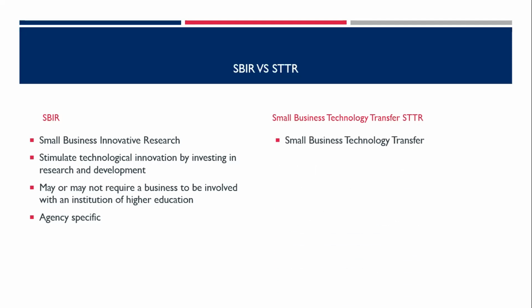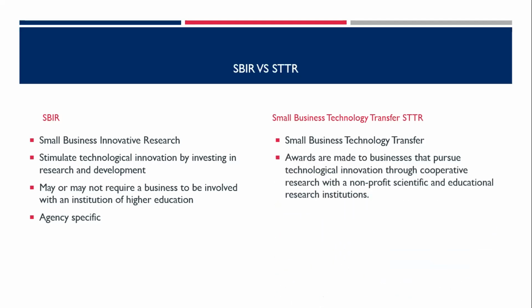STTRs are small business technology transfer grants. There are far fewer STTRs than there are SBIRs, and they tend to be for a little bit less money. The awards are made to businesses that pursue technology innovation through cooperative research with a nonprofit scientific and educational research institution. And there are specific requirements in STTRs for the amount of work that the educational research institution is required to do.